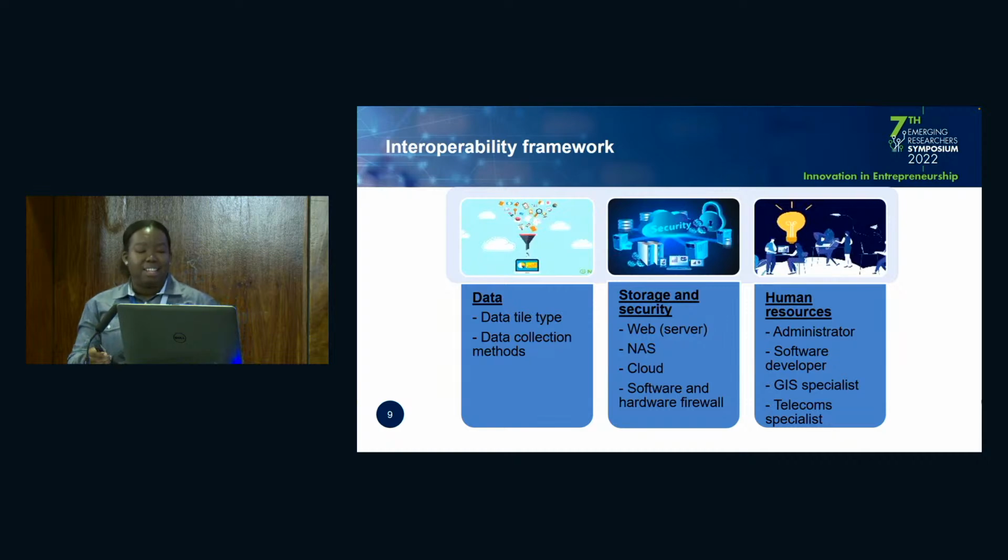So these are the interoperability categories that we identified, which is data, storage, and security, and the human resources. So with the data file type, it is expected that different service providers prefer saving and storing their data in different formats. So a platform would be needed to convert all the data file types into a single file type that is going to be used for the project.